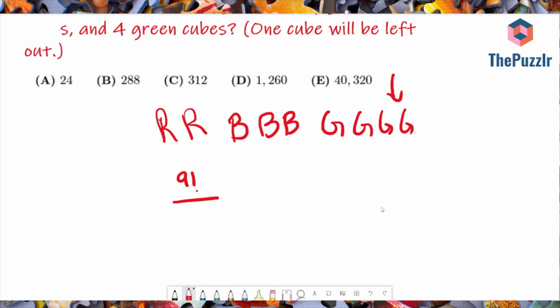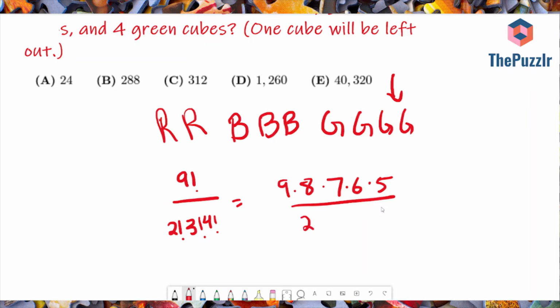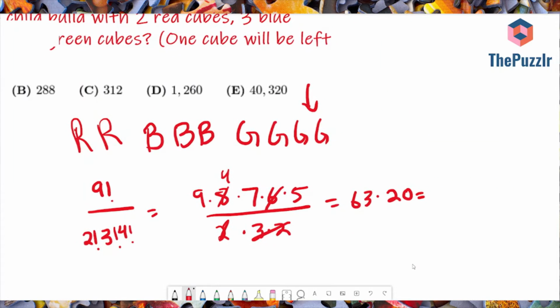The first letter appears twice, so 2 factorial, then 3 factorial, and then G appears 4 factorial. So this is 9 times 8 times 7 times 6 times 5 over 2 times 3 times 2. So 3 times 2 cancels out here, 2 cancels out here, and we're left with 9 times 7 is 63 times 20, which is 630 times 2, or sure enough, that's also 1260.